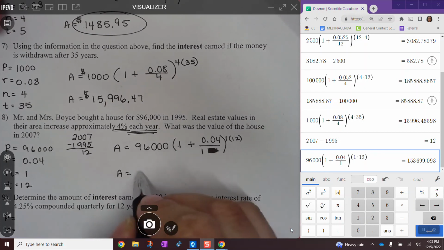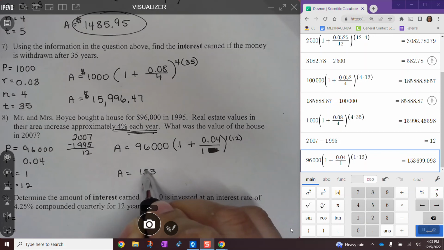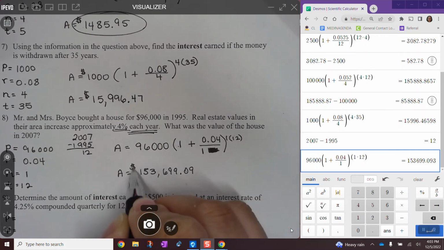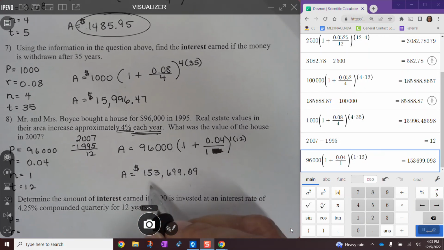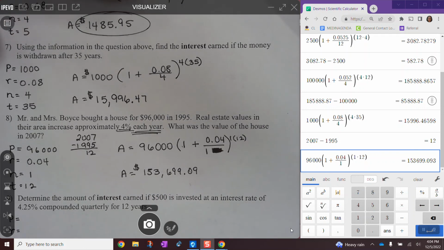Okay, so from this we have 153,699. There we go. So they bought a house for $96,000 and now their house is worth $153,699. So not bad. They made $59,000 or so. That's not bad. Almost $60,000 in interest.